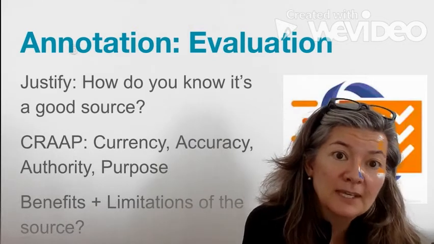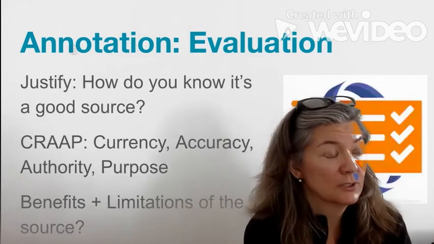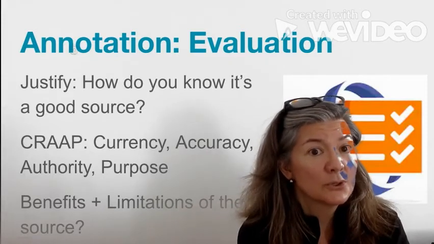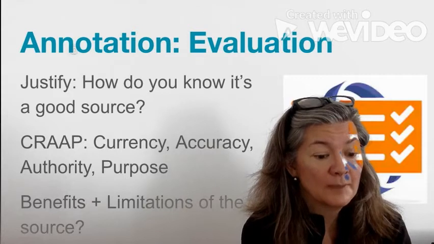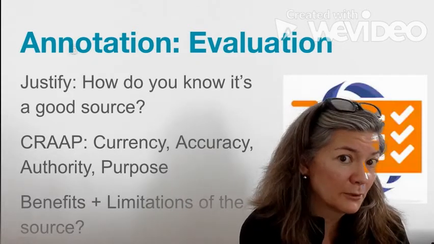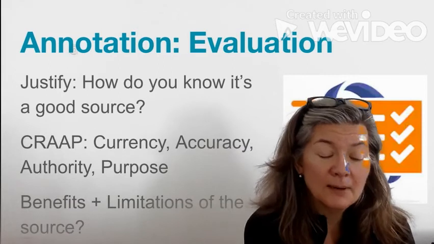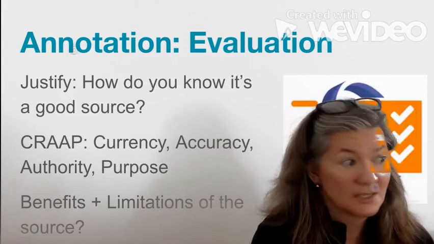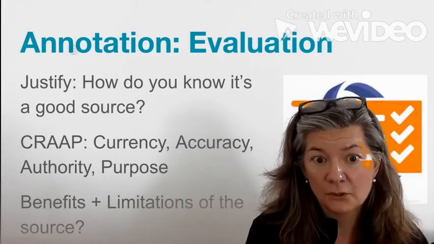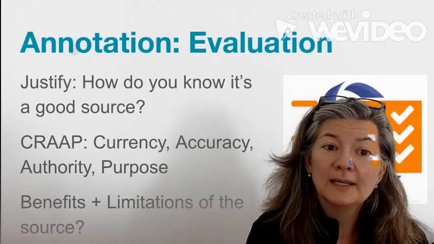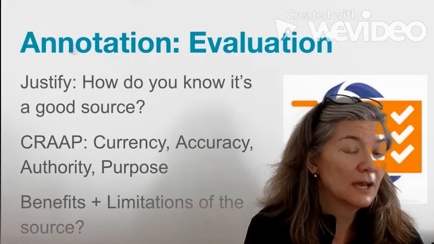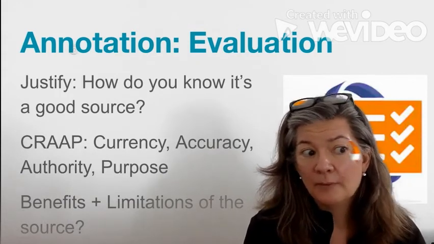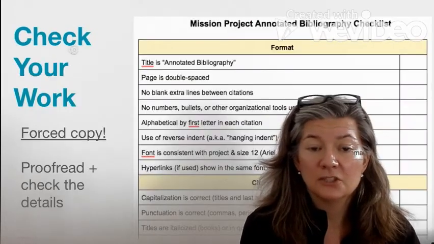And then the next part of the annotation is the evaluation. And this is where you are making a case that your source is a good one. So maybe you've done a little research about the author. Maybe you are talking about how current it is. Maybe you're talking about the purpose and it's not selling you anything, it's trying to educate you. And you're also talking about any of the limitations that you have noticed. Maybe it's not a perfect source in every way, but you recognize those limitations ahead of time.